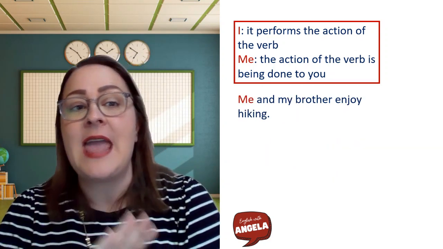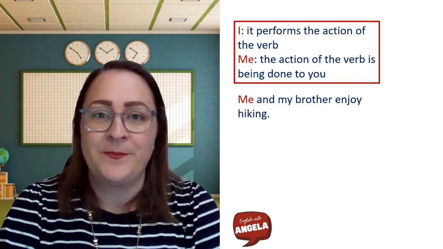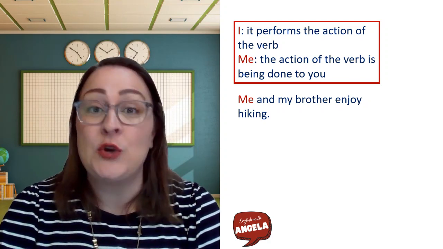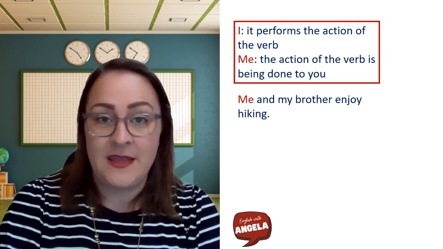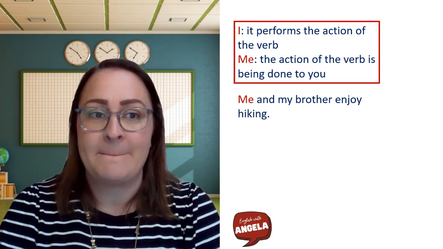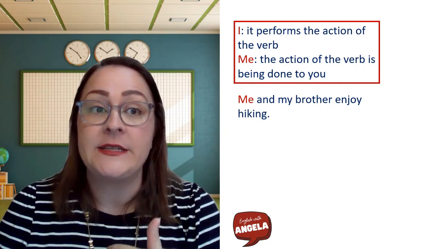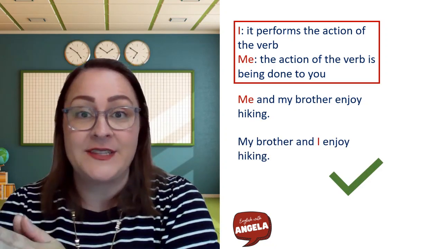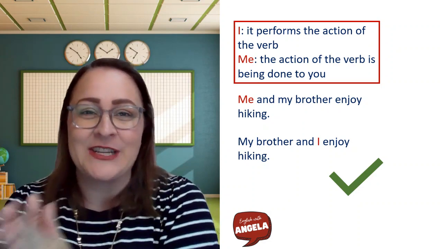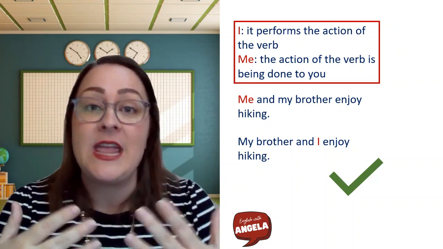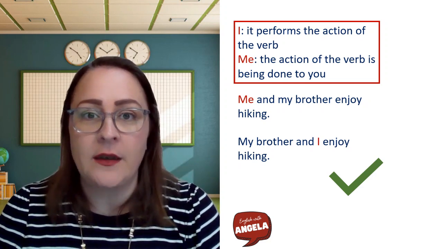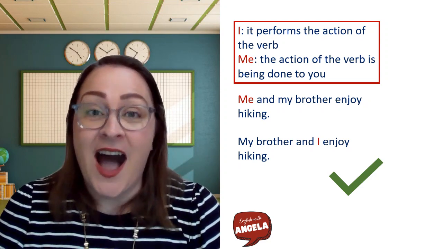How about this one? Me and my brother enjoy hiking. It's true, me and my brother enjoy hiking. Who's doing the action? Me, or is it being done to me? I am, right? So I'm going to say, remember, we're going to switch it again. My brother and I, like Sarah, remember? Sarah and I, my brother and I enjoy hiking. Phew, what do you think? Do you got it? I think you do.